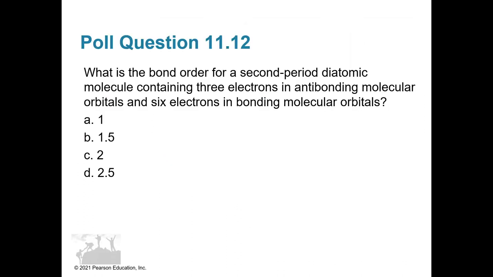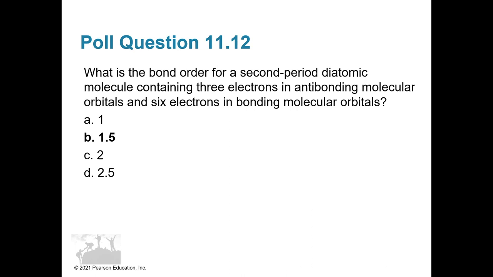So let's test our understanding. What is the bond order for a second period diatomic molecule containing 3 electrons in antibonding molecular orbitals and 6 electrons in bonding molecular orbitals? So pause the video, use the equation, and when you're ready for the answer, click play.